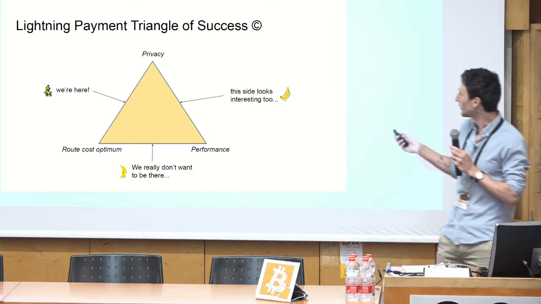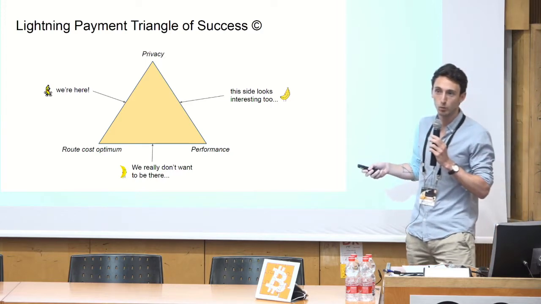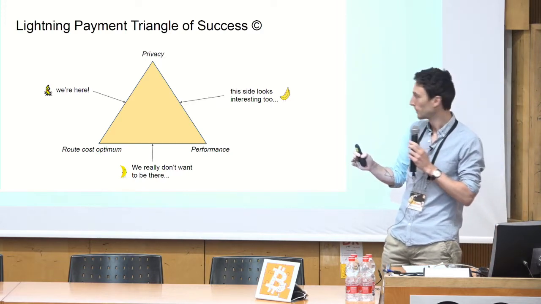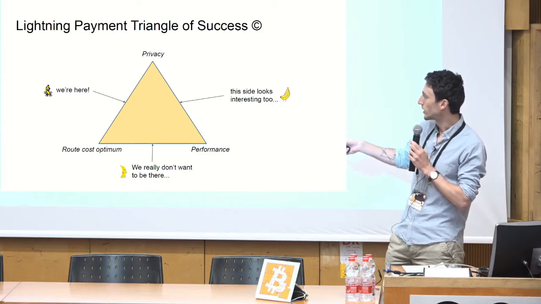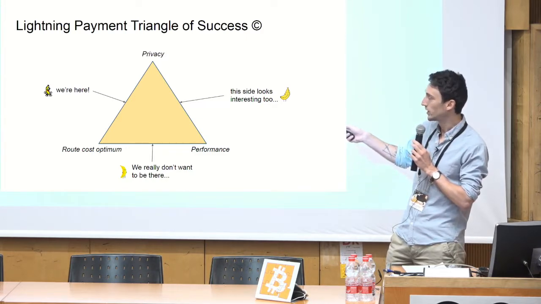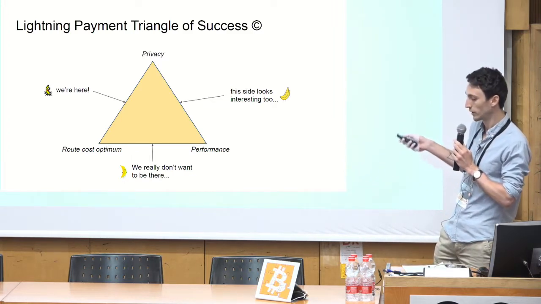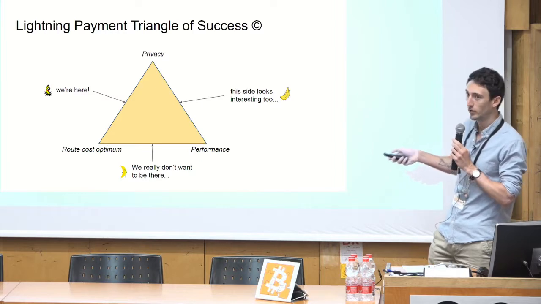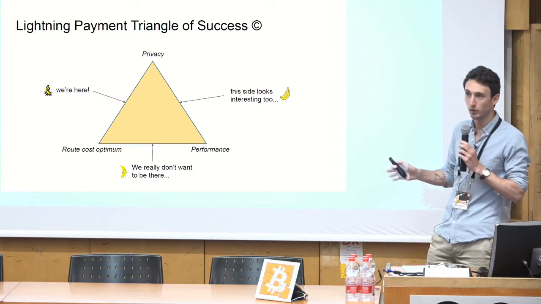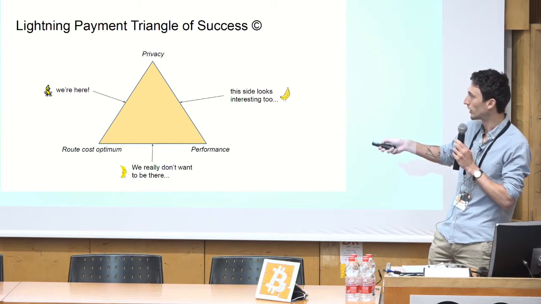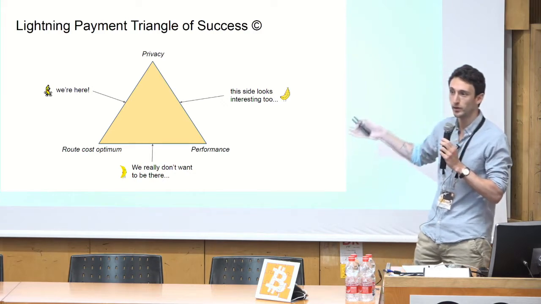What I'd like to focus on for the rest of this talk is this side over here. The idea is that we still want to have good privacy, but we want good performance, because right now on this side, we are achieving both route cost optimum and privacy at the cost of performance. And we'd like to be able to get privacy and performance by paying a little more fees. That doesn't mean that this side won't be possible anymore. What we want is just to give users the possibility to choose what their trade-offs are.